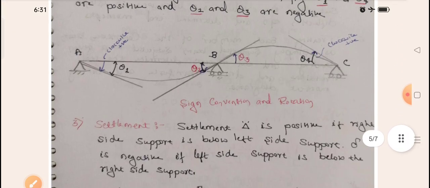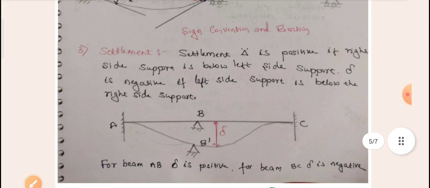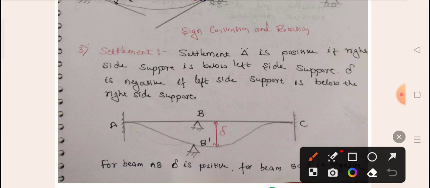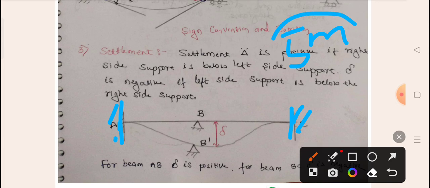Next, in the slope deflection method, the settlement of the supports is also given. For this case, you need to decide when to take a plus sign and when to take a negative sign. So this is one beam. If the question says support B sinks by 5 mm, or 10 mm, whatever it may be, this sinking of support is given.